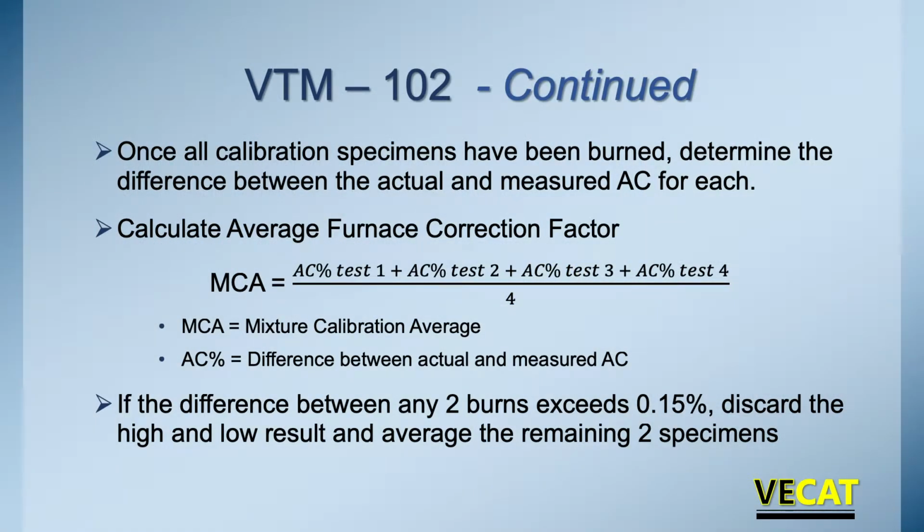We've burned 4 samples, so you got test 1, test 2, test 3, test 4. What we want to do is average these up, so we add them together, divide by 4, and this average is actually our furnace correction factor or our mixture calibration average for this particular job mix formula. One note here, when we do these 4 tests, if any 2 burns exceed more than 0.15%, in other words, if there's more than 0.15 difference in any of the 2 samples, you discard the highest and lowest result and only average the remaining 2.